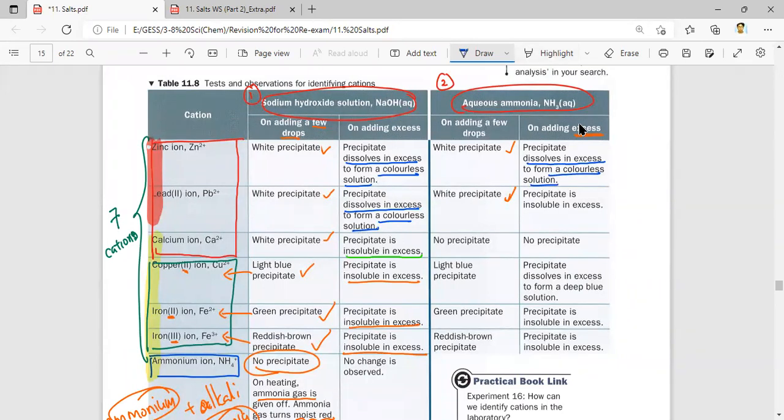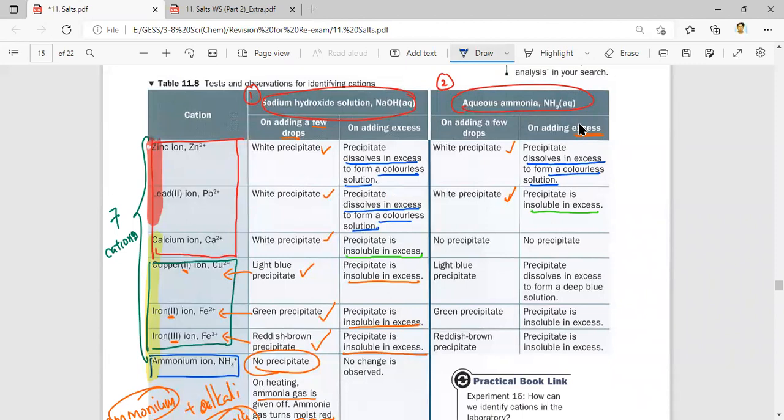But my lead will be insoluble in excess. So realize, by using aqueous ammonia, I can finally differentiate between my zinc and my lead. So that is why we need 2 different reagents here, to differentiate, to identify cations. Of course, let's go through the rest.